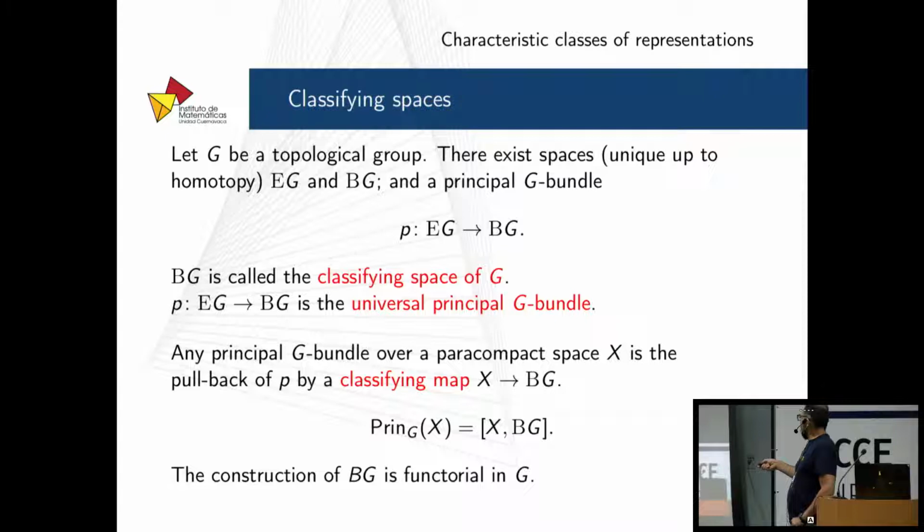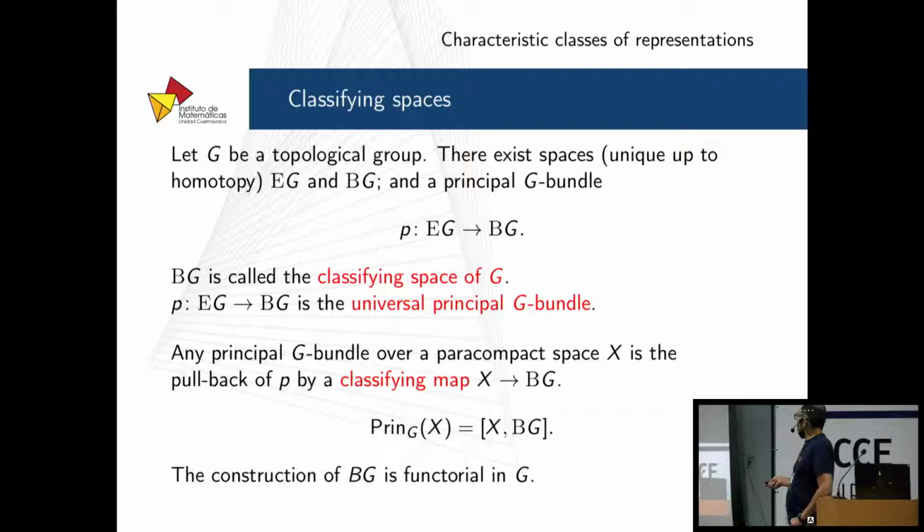any principal G bundle over X is the pullback of this universal principal G bundle by some map from X to BG, which is usually called the classifying map of that particular principal G bundle. So in this way, we get a one-to-one correspondence between principal G bundles over X and homotopy classes of maps between X and BG. And this construction is functorial in G.